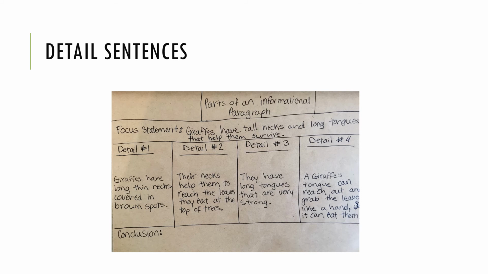The third detail, they have long tongues that are very strong. I'm describing the tongue. And the fourth detail, a giraffe's tongue can reach out and grab the leaves like a hand so it can eat them. Once again, I'm explaining how the tongue helps the giraffe to survive. So I'm proving my focus statement is correct, that tongues and necks on giraffes help them to survive.